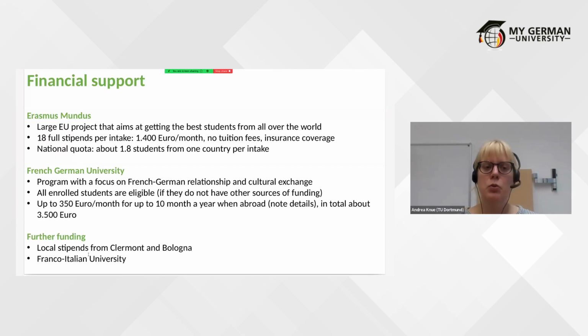Then for the people who will not get the stipend, there is another option to take part in the program, but do self-funding, so come up with the money yourself. But there is an additional program which is called the French-German University, which is a program with a focus on the French-German relationship and cultural exchange. And all enrolled students are eligible if they don't get this Erasmus Mundus funding, so they can get up to 350 euros per month for up to 10 months.